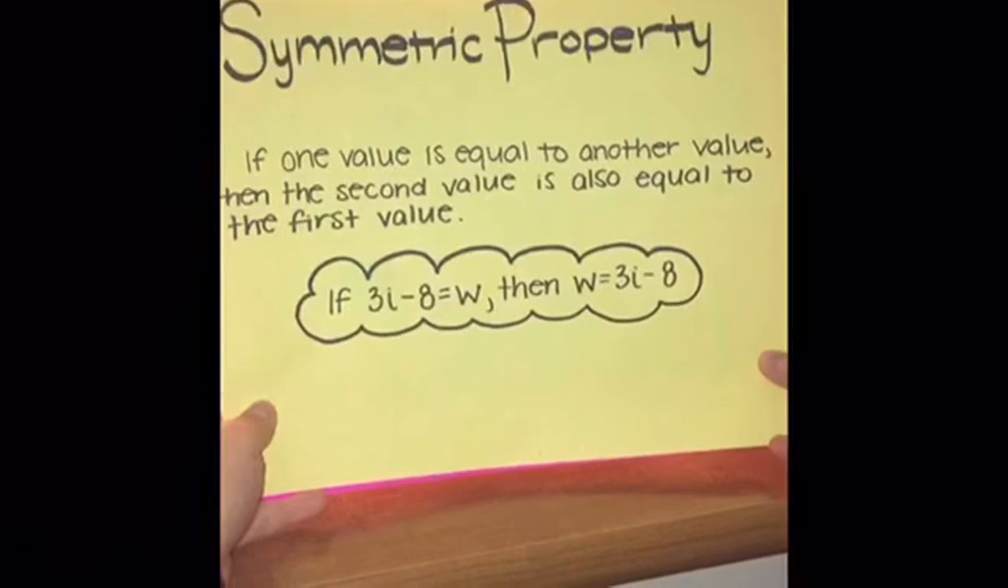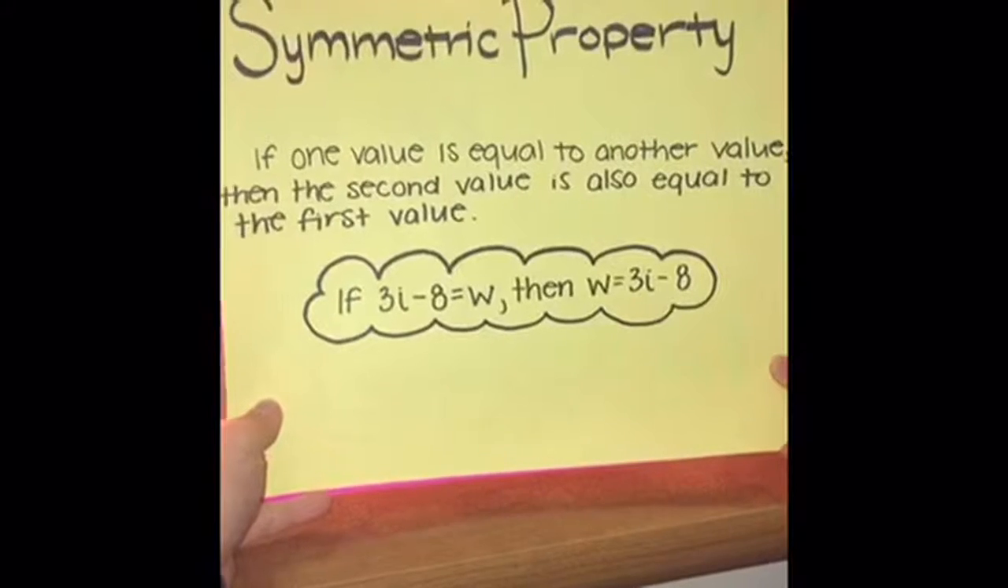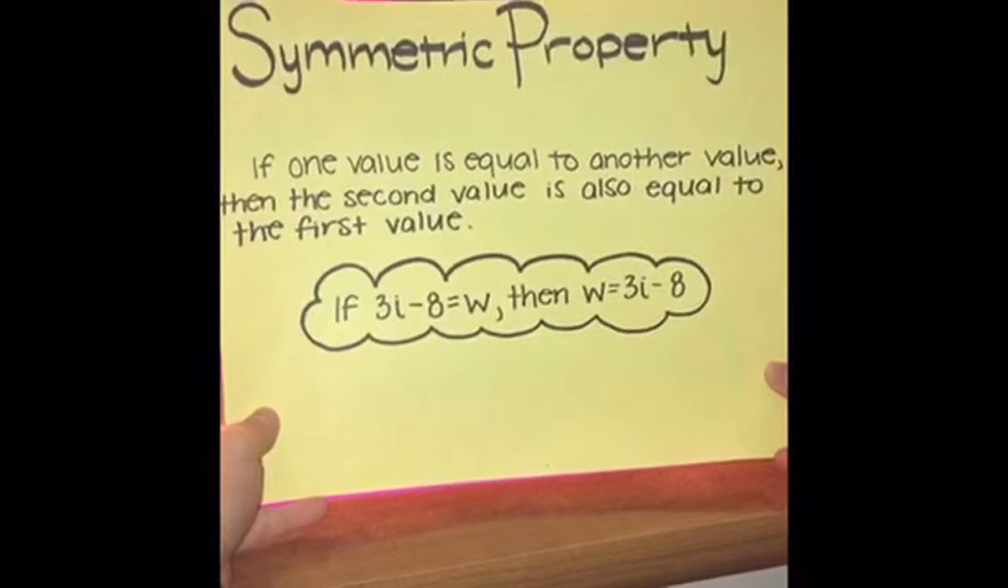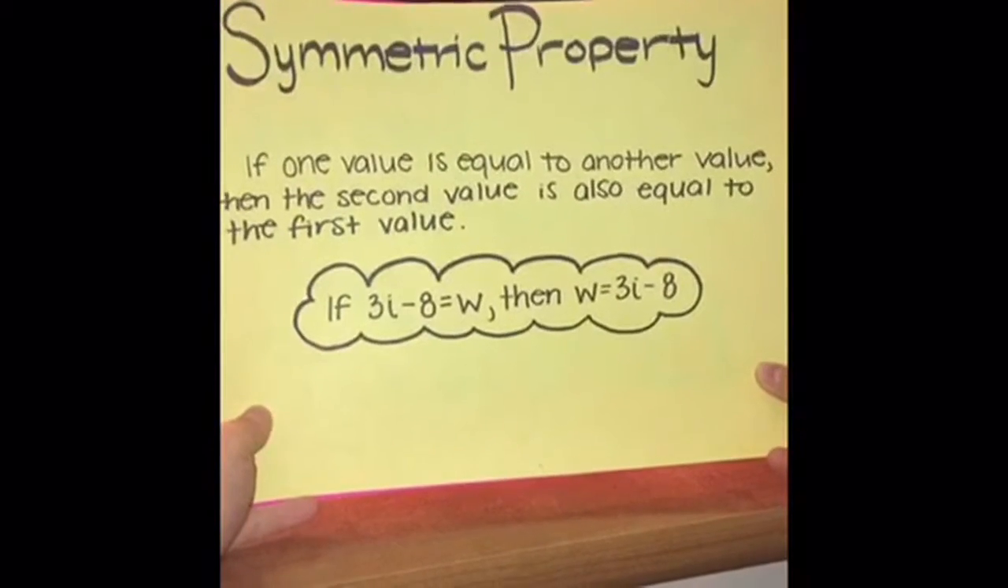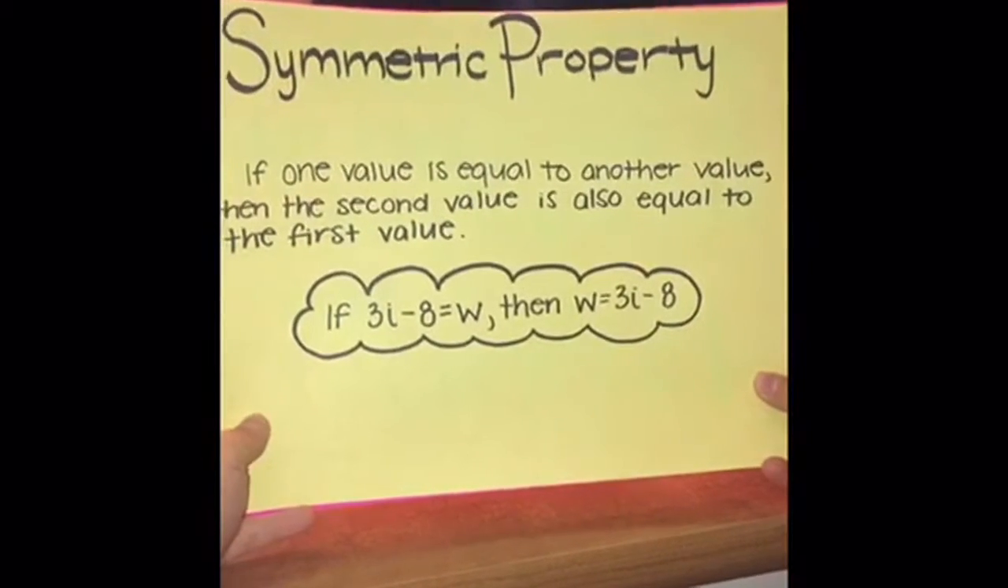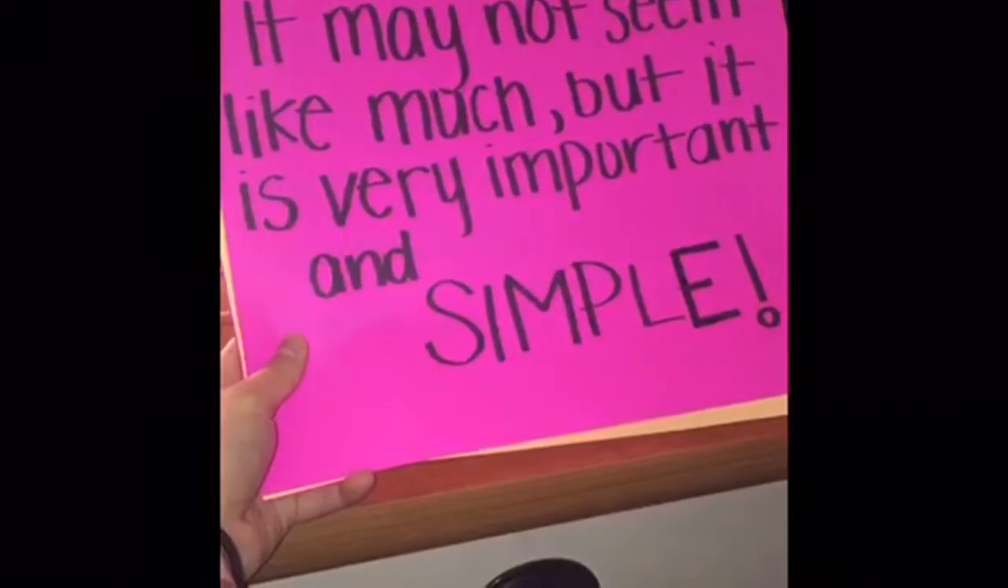The symmetric property of equality is if one value is equal to another value, then the second value is also equal to the first value. An example of this would be, if 3i minus 8 equals w, then w equals 3i minus 8. It may not seem like much, but it is very important and simple.